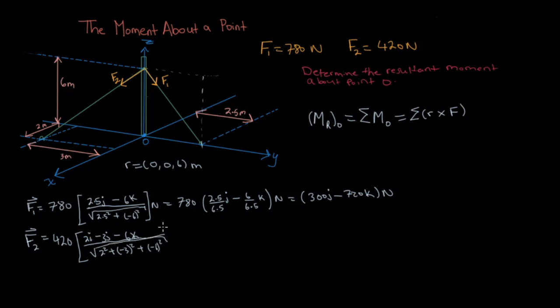Take the square root of all of that. This is going to be newtons, of course. And then we simplify this, which would be 420 times 2 over 7i minus 3 over 7j minus 6 over 7k.